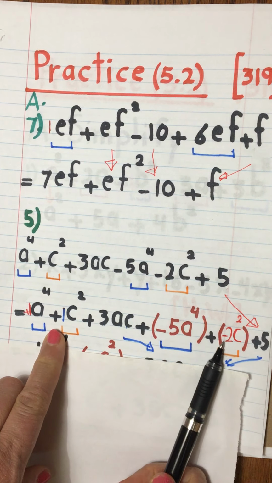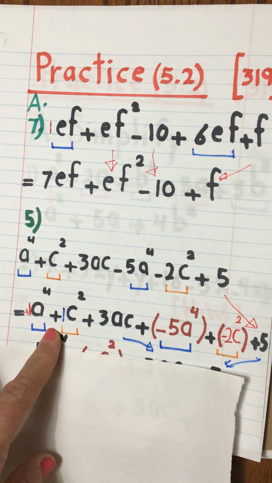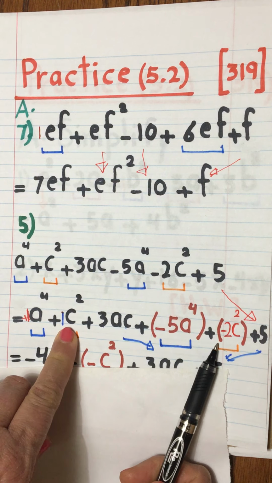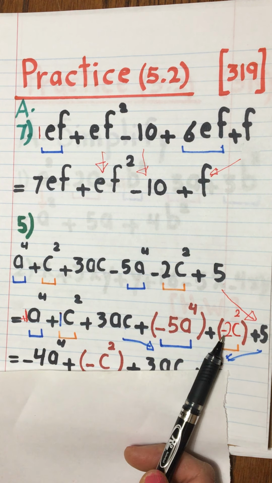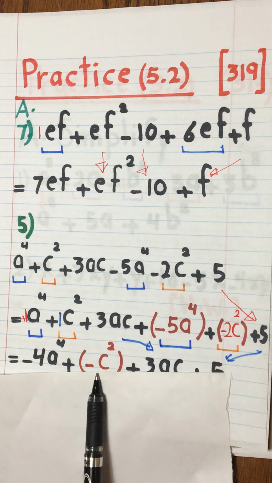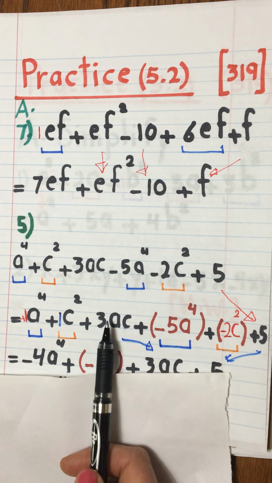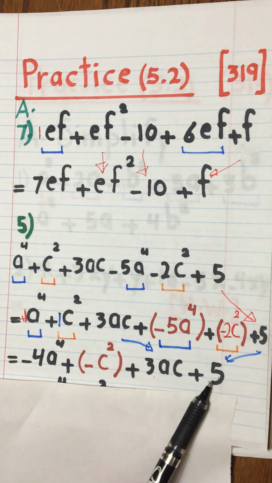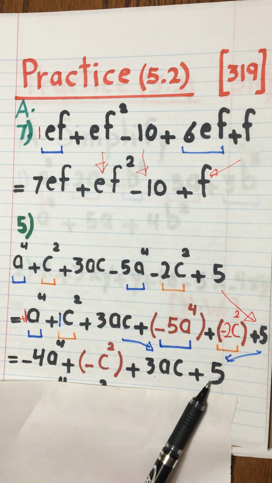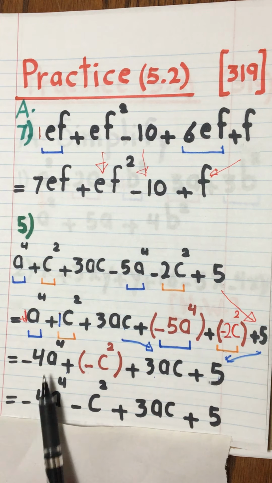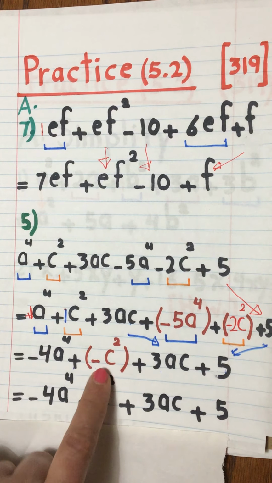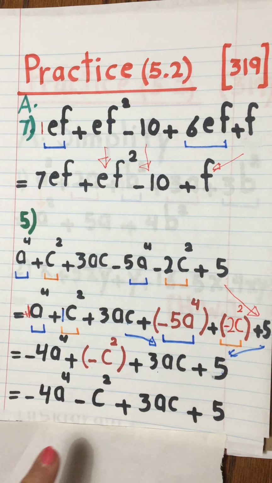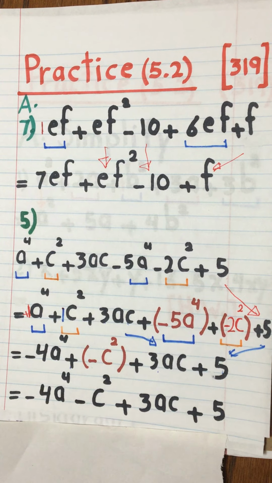C squared minus 2c squared, different signs, subtract and keep the sign of the larger number, so negative 1c squared or negative c squared. Write 3ac down, and write 5 down too. So the final answer is negative 4a to the power 4 minus c squared plus 3ac plus 5.